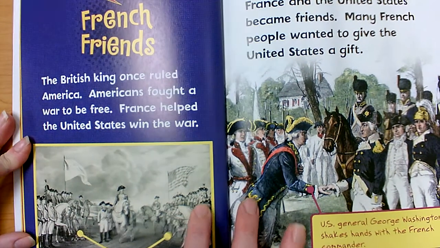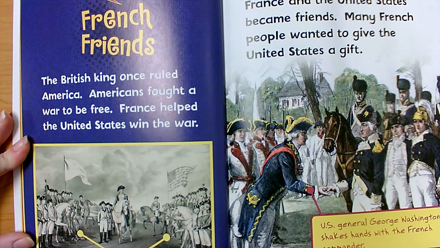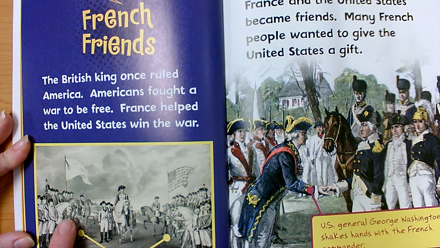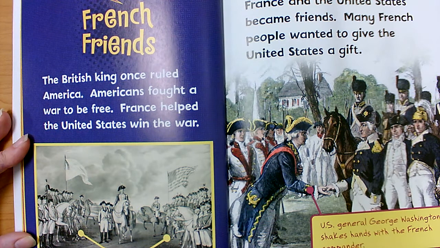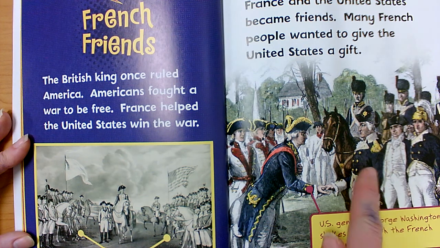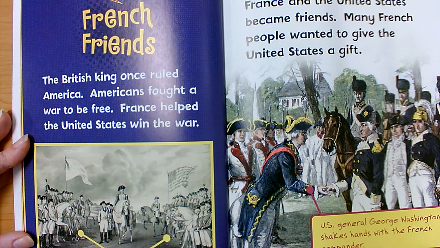French friends. The British king once ruled America. Americans fought a war to be free. France helped the United States win the war. Here, French and American soldiers lined up together at the end of the war against the British. France and the United States became friends. Many French people wanted to give the United States a gift. And U.S. General George Washington shakes hands with the French commander in this painting. He was a general before he was our first president.